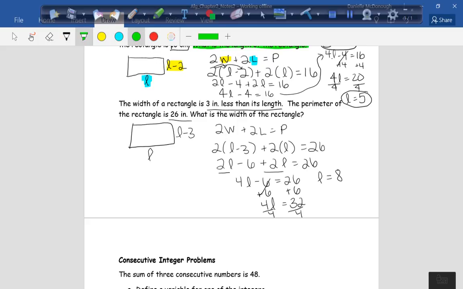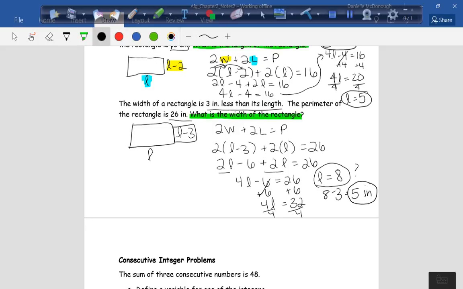Again, we're going to go back up and look at the question that it's asking us, which in this case is asking what is the width of the rectangle. So does this give me the width? The answer to that is no, because the width is your L minus 3. So we need to do 8 minus 3 to get 5 inches.